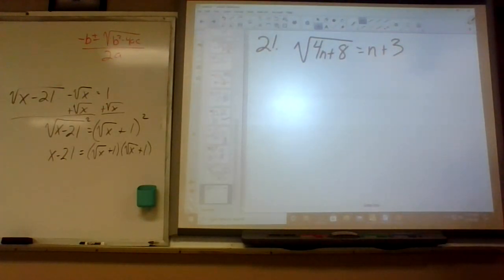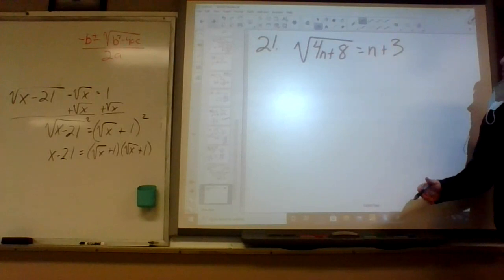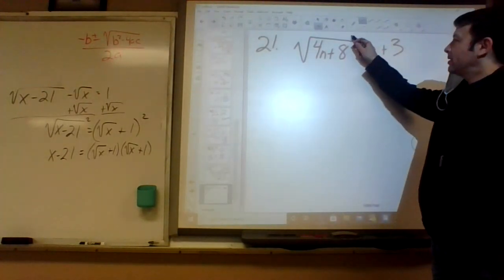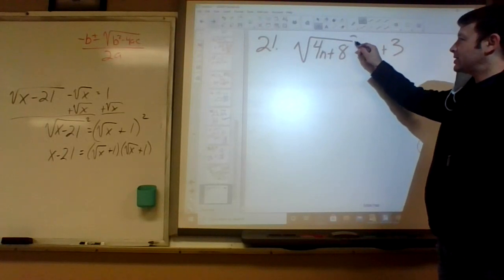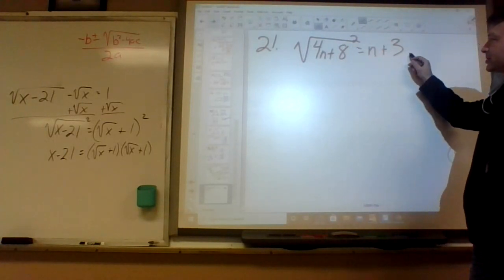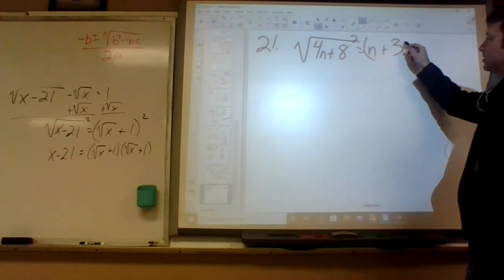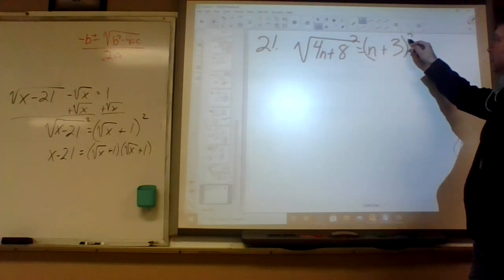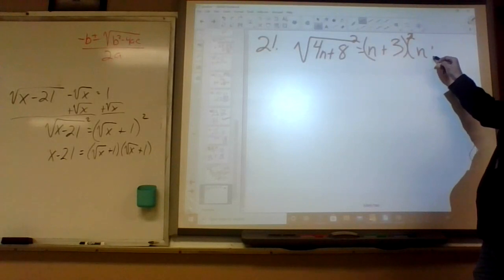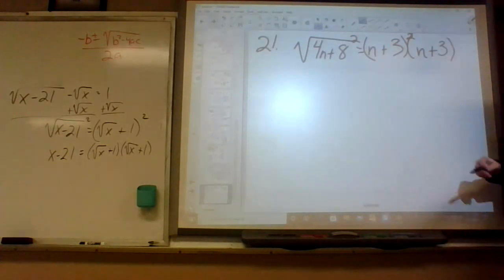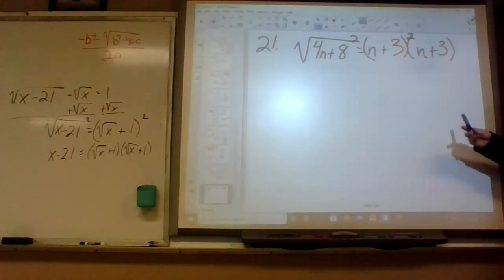Okay, boys, what do we do? We square. We don't subtract 3. The whole left side is under the square root, so to get rid of it, yes, we square it. But how do I square n plus 3? You have to multiply it out. Right. n plus 3 times n plus 3, so it is a FOIL problem. So that's what makes these harder.